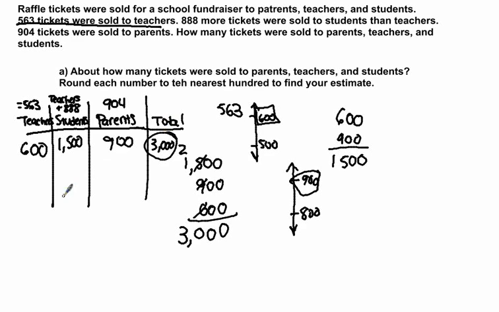And I got that by rounding each part. Once again, the tricky part was knowing the students were about 900 more than the teachers. The students were not about 900.